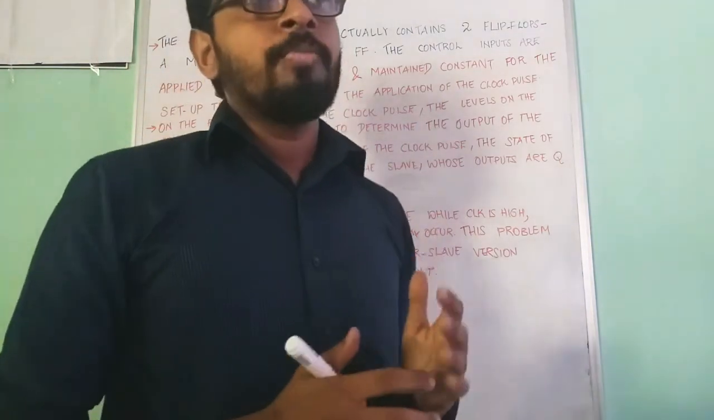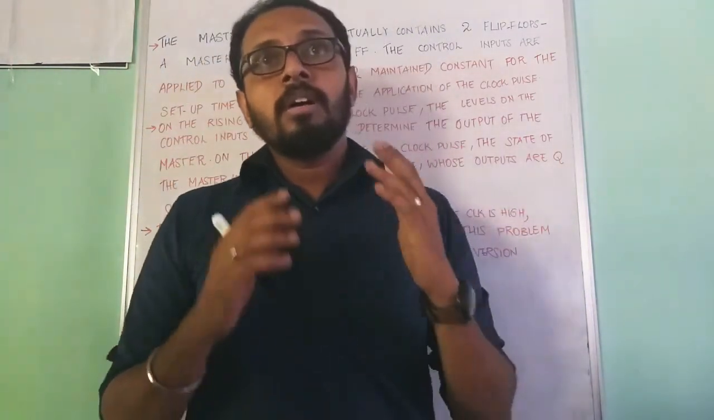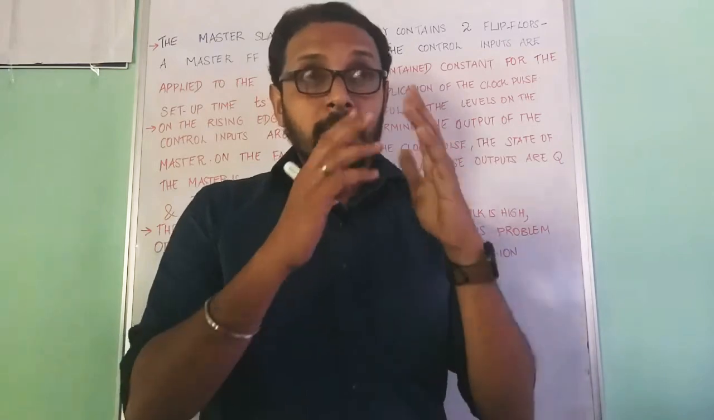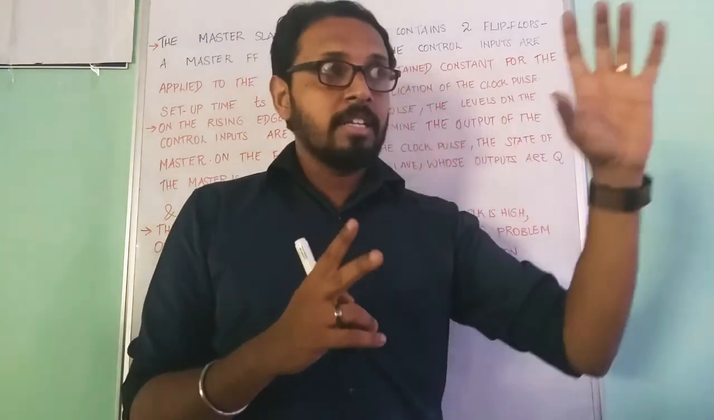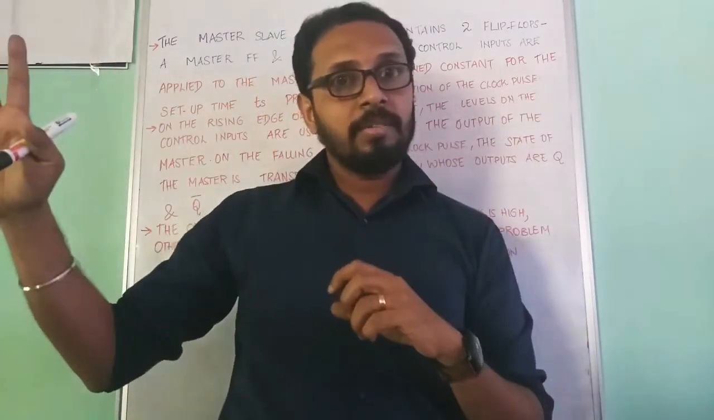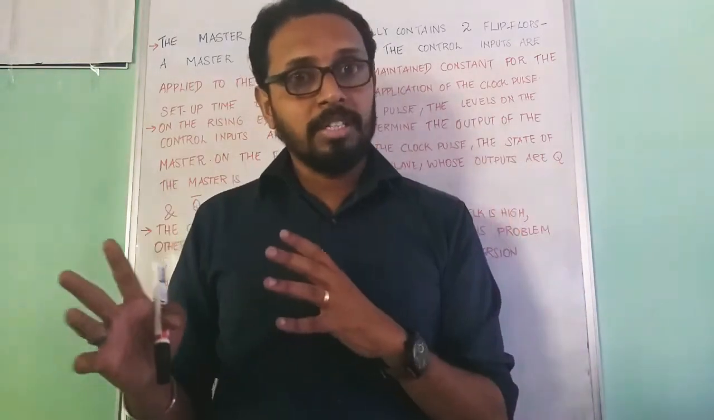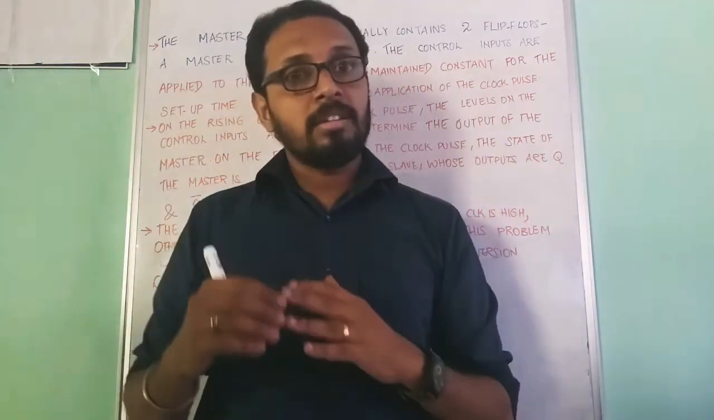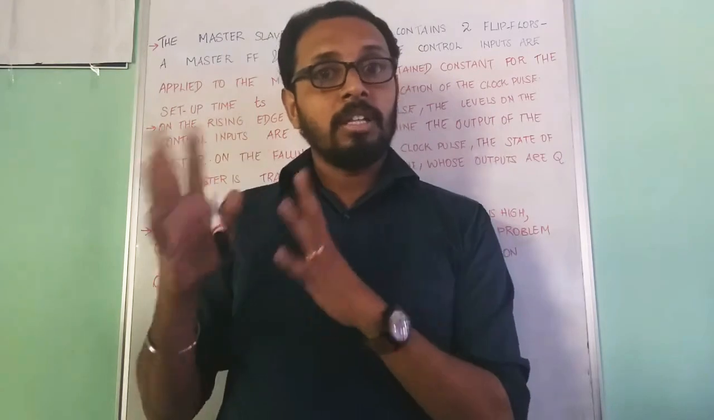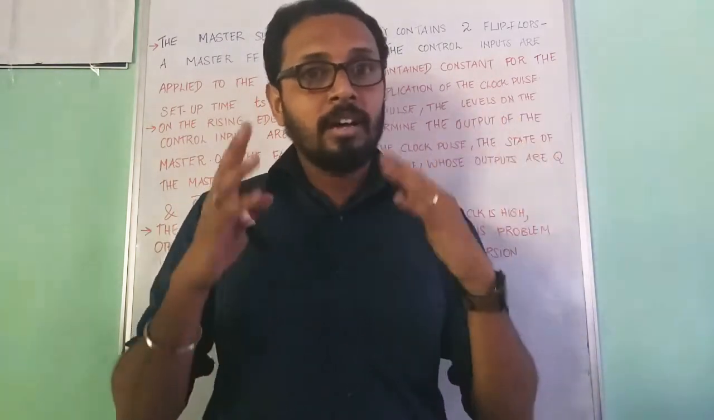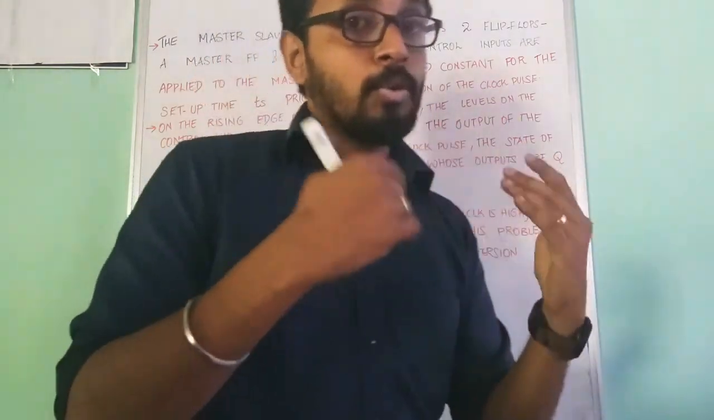It's based on two conditions, right? That is the positive edge trigger and the negative edge trigger. So there will not be a race around condition, that is, there will not be any uncertainty of the values regarding the output when the values of J and K are equal to 1.